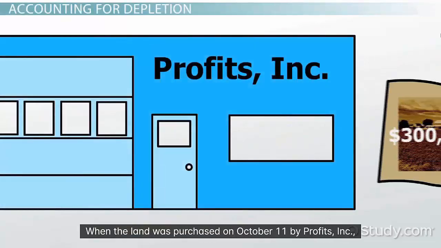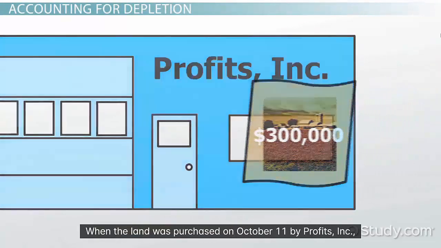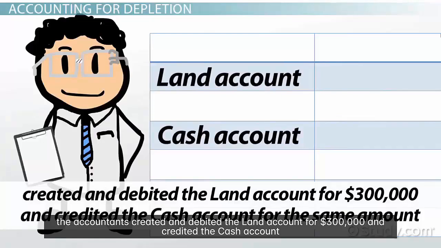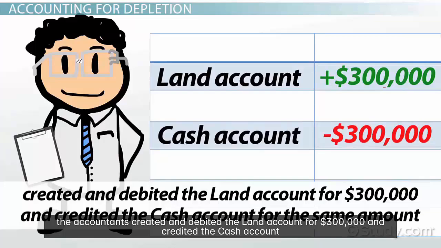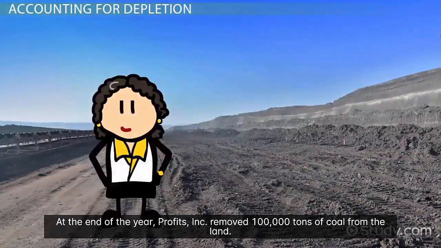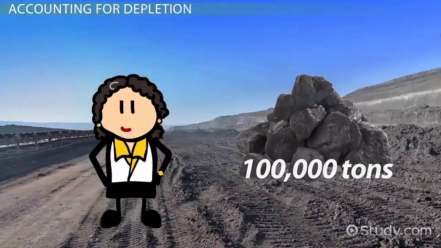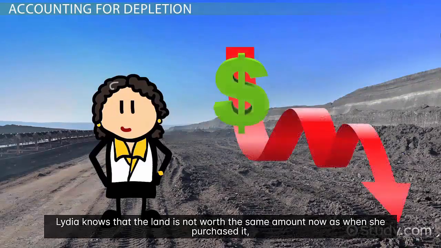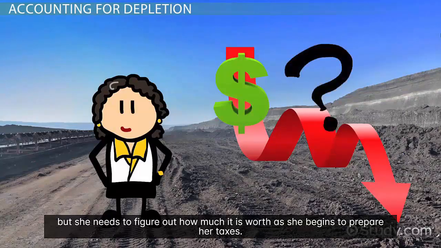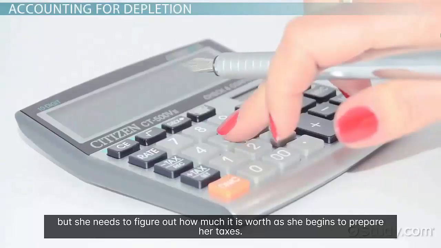When the land was purchased on October 11th by Profits Incorporated, the accountants created and debited the land account for $300,000 and credited the cash account for the same amount. At the end of the year, Profits Incorporated removed 100,000 tons of coal from the land. Lydia knows that the land is not worth the same amount now as when she purchased it, but she needs to figure out how much it is worth as she begins to prepare her taxes.